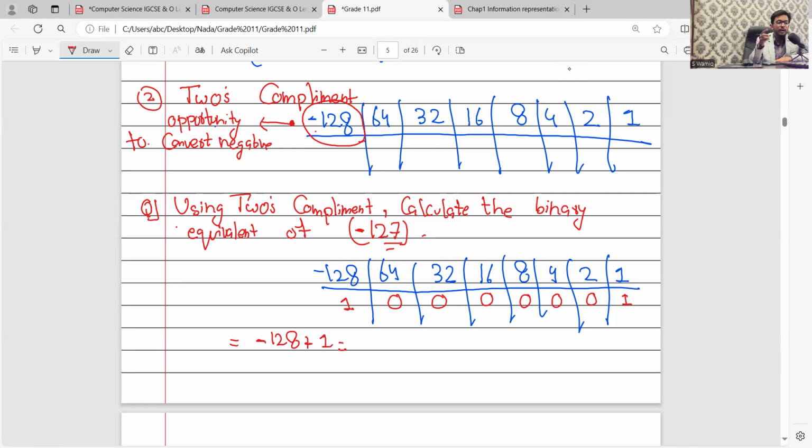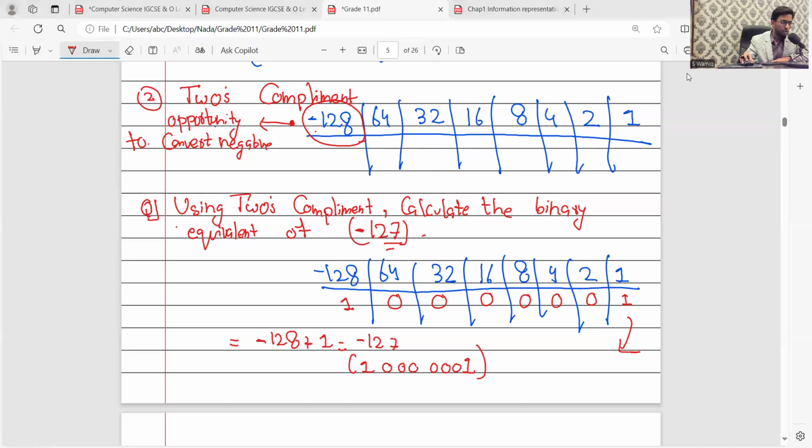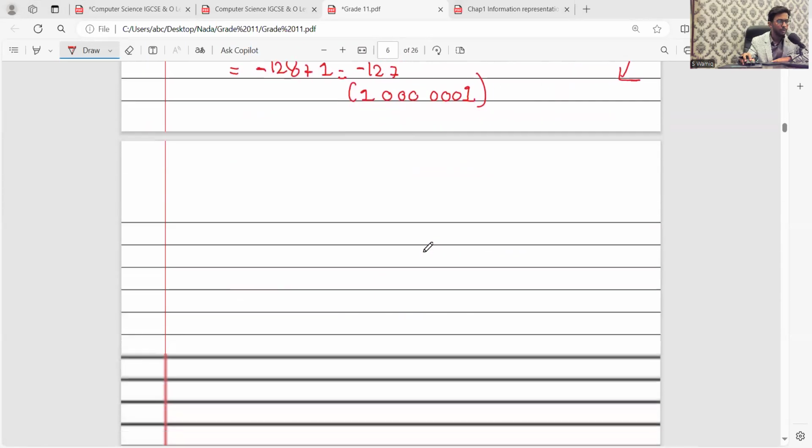But minus 128 plus 1, you can consider minus and plus as minus. So if I do minus 128 plus 1, I'm going to get this answer, minus 127. And similarly, if I copy this answer right here, which is 1, 0, 0, 0, 0, 0, 0, 1, this is basically going to be considered as your binary representation of minus 127. So I hope that this minus 127 answer is clear to you and you don't have any queries.